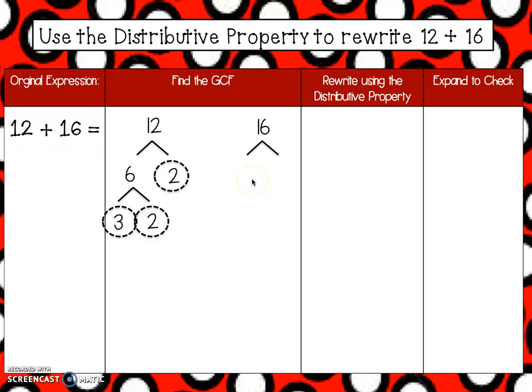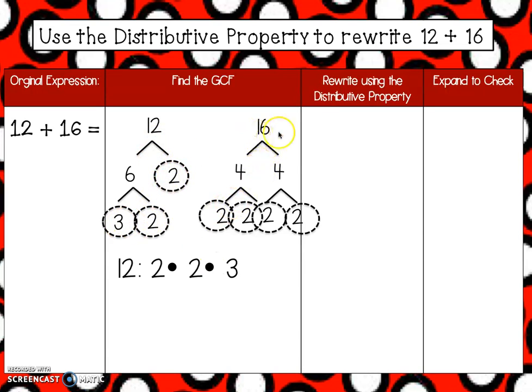Over here for 16, we can multiply together 4 and 4. Neither one of those are prime, so then we can keep on going. To get 4, we can multiply 2 times 2, 2 times 2, and they're all prime, so we circle all of them. So our prime factorization for 12 is going to be 2 times 2 times 3. Our prime factorization for 16 is 2 times 2 times 2 times 2.